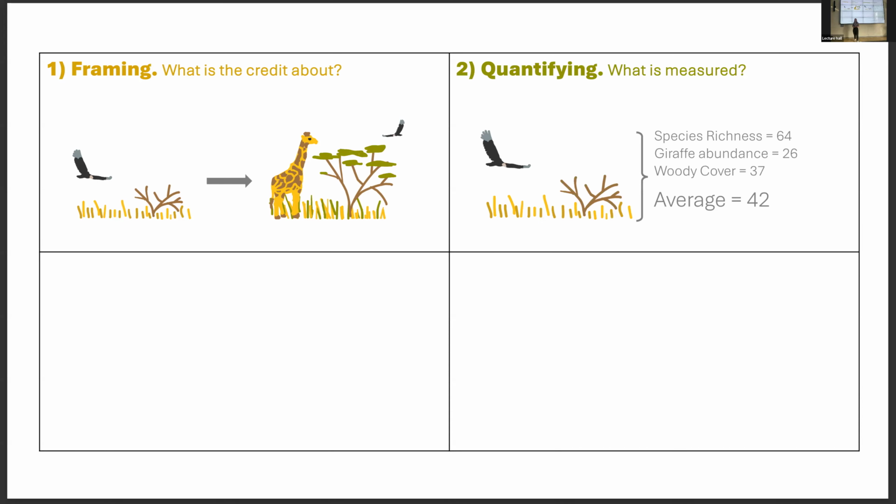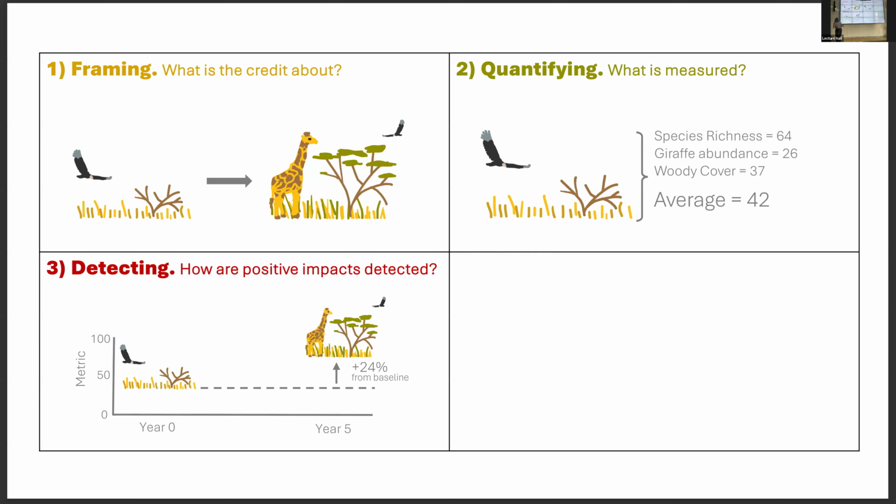The next stage is quantifying. So this is how we assign value to biodiversity. So if you've got, say, a degraded savanna system, what are you measuring about it to know its value, to then show whether that value has changed through time? So it's just how are you quantifying the value of that ecosystem? The third stage is detecting, and this is kind of the crucial stage. So this is the stage where the company is detecting whether positive impacts have occurred. So through time, have they conserved or restored the ecosystem to be able to sell those credits?